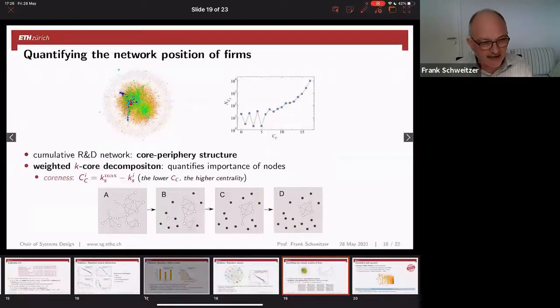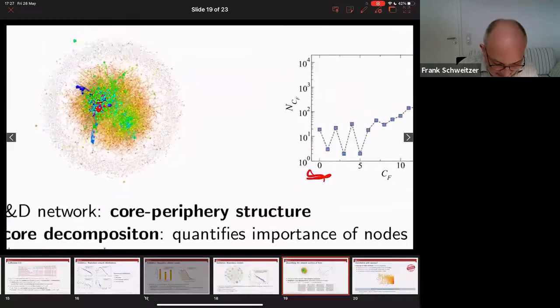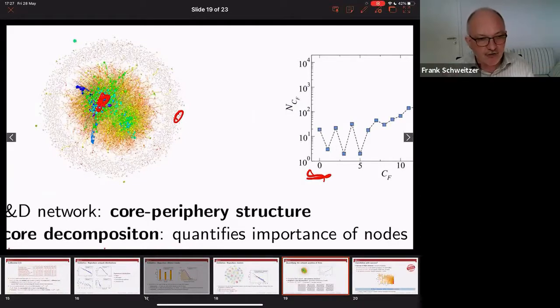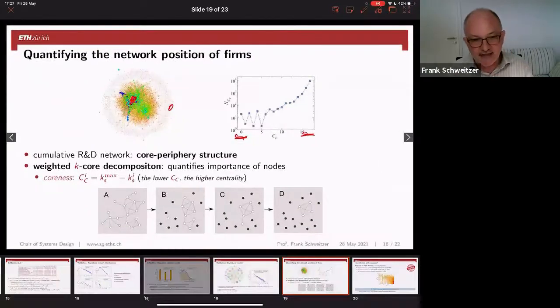We looked into another interesting feature of this collaboration network, for example, how well firms are integrated. You can measure this integration by a so-called weighted k-core decomposition. I'm not going to tell you about the details of this measure, but it gives you a number for every firm. A number 0 means you are in the core. You are one of the most central firms. And a number of 17, that's the maximum that we found, means you are somewhere here. So this is you, and this is the core. That's a measure to tell you about the integration of these firms.